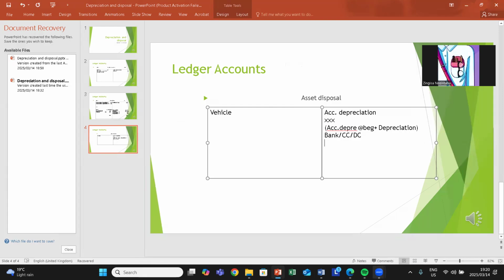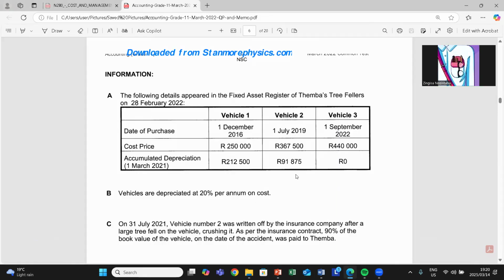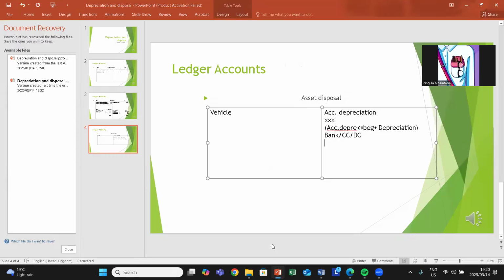Write the cost price of that vehicle. How much is it? It is 367,500. Therefore, you debit the amount. On the debit side, you will debit this amount, 367,500.